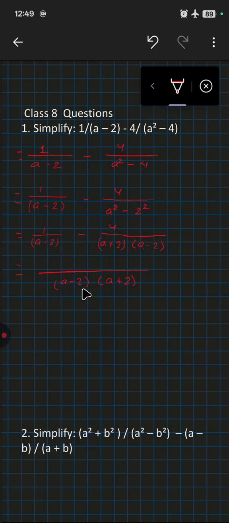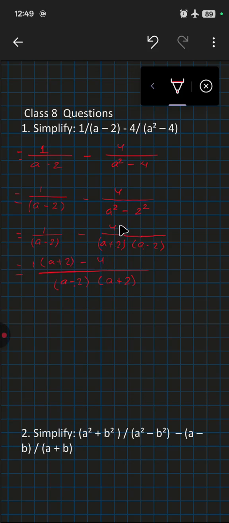Now let's see. The LCM, a minus 2 and a plus 2, will be divided by the denominator a minus 2. When a minus 2 divides a minus 2 and a plus 2, the a minus 2 and a minus 2 will cancel, and what is left is a plus 2. So a plus 2 will multiply the numerator, so the numerator is multiplied by a plus 2.